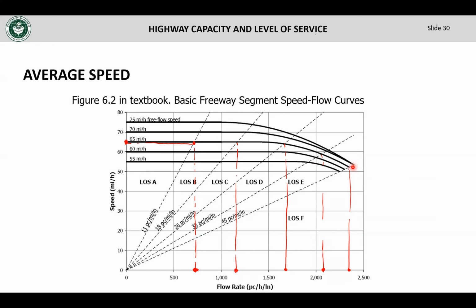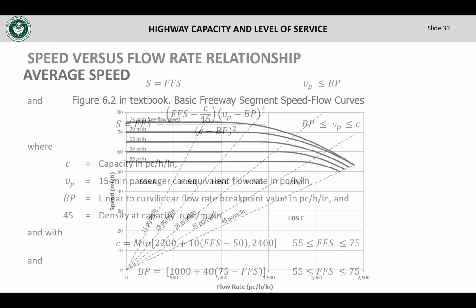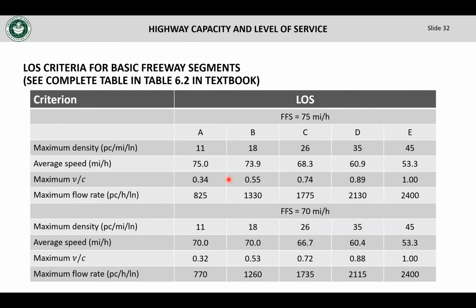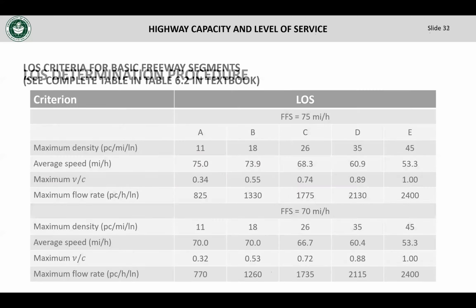And notice that not just the flow rates, but the capacity is also changing with the free flow speed curve that you select. So that's also given in this table. These are the values that you see here. So whether we talk about maximum volume to capacity ratios, maximum flow rate, or average speed, they're all defined.